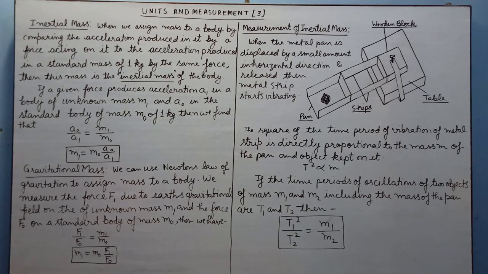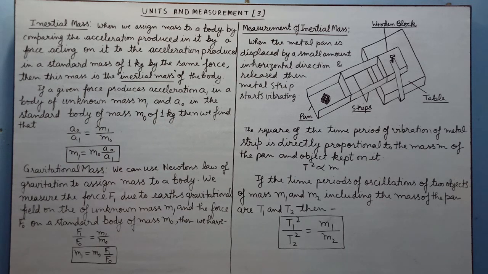I will consider a given force that produces acceleration a1 in a body of unknown mass m1 and a0 in the standard body of mass m0 of 1 kilogram. Then we find that a0 upon a1 is equal to m1 upon m0. From here we can write m1 is equal to m0 a0 upon a1.